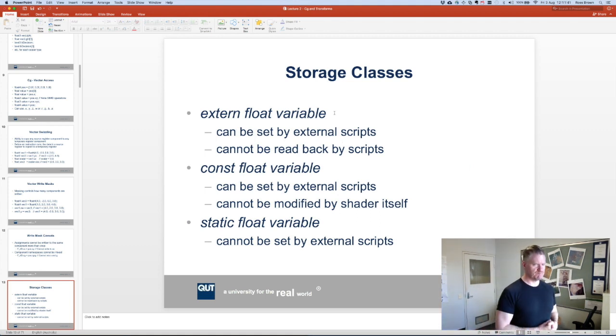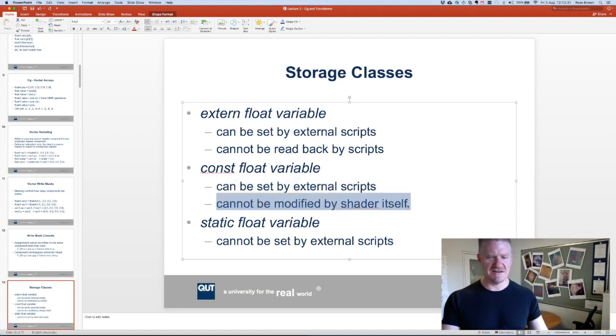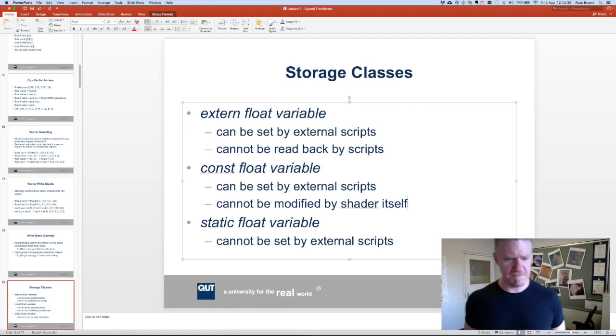Then there's storage classes. The variables inside your shader are accessible to external entities or threads or drivers on the system, and there are various storage classes you can assign to them. So if you have a variable called variable, if you say it's extern, that can be set by external scripts, but it can't be read back by scripts. So your C# scripts shouldn't be able to read back an extern declared variable in your shader. A const declared variable, yep, you can set it by the external scripts, but it can't be modified by the shader itself. And I think from memory you get a syntax error if you try to modify consts. It spits the dummy, like you find in C# or C++.